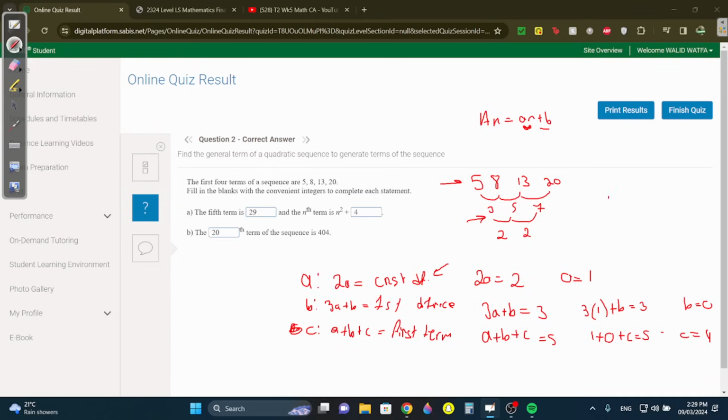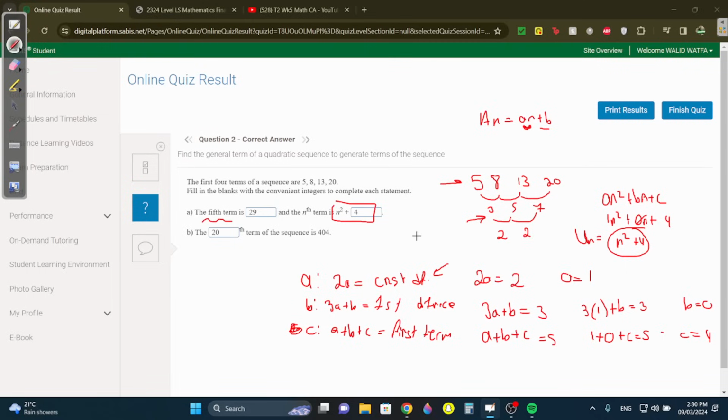The quadratic is an squared plus bn plus c. This is always the quadratic, or some people call it ax squared plus bx plus c, whatever. A is 1, so 1n squared. B is 0, so 0n. C is 4. Okay, 0n we cancel it. 1n squared is the same as saying n squared plus 4. So this is your equation for the quadratic. So it's n squared plus 4.